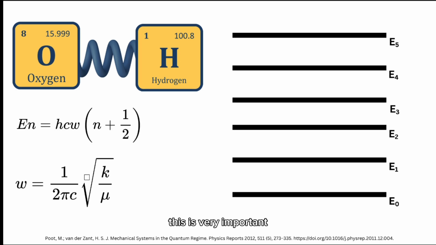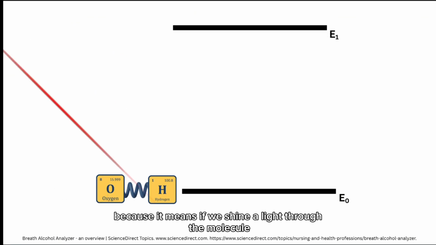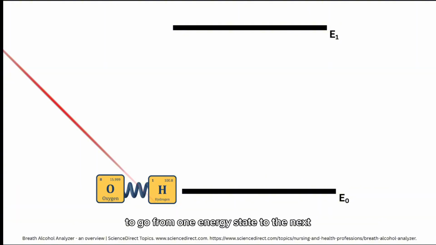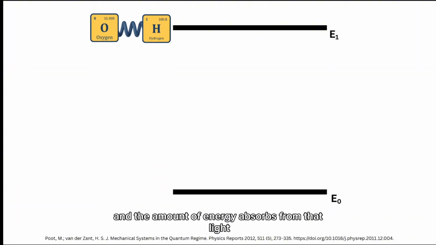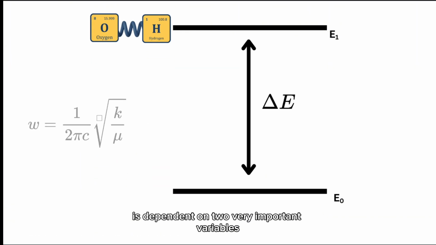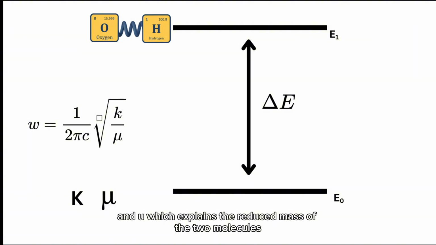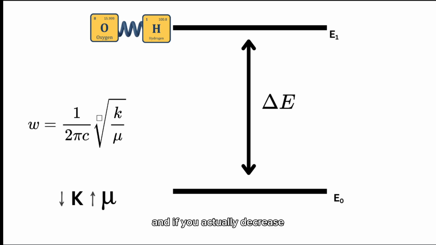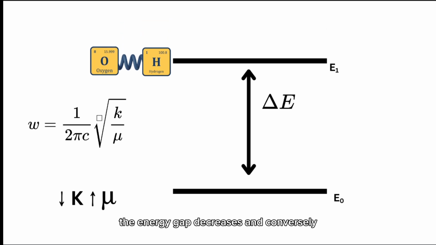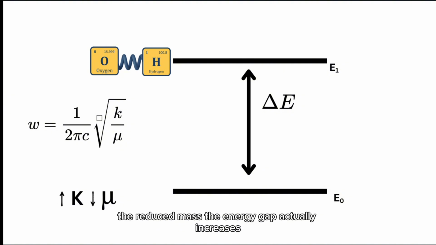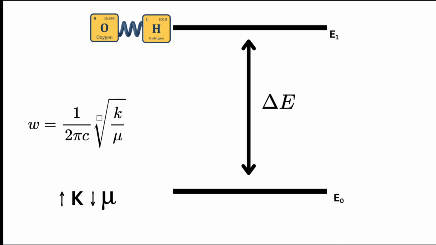This is very important because it means if we shine a light through the molecule, it can absorb energy from that light to go from one energy state to the next. And the amount of energy it absorbs from that light is dependent on two very important variables: K, which explains how stiff the bond is between the two atoms, and mu, which explains the reduced mass of the two atoms. And if you decrease K, or if you increase the reduced mass, the energy gap decreases. And conversely, if you increase K or decrease the reduced mass, the energy gap increases.